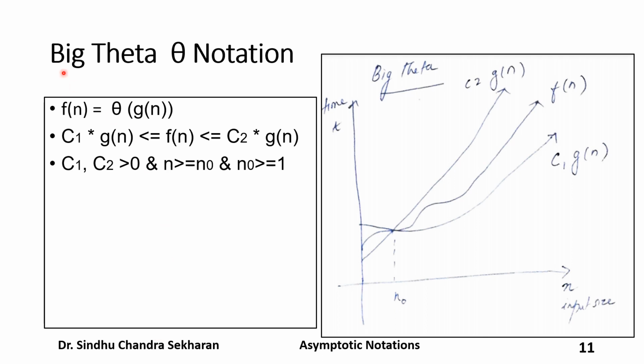The third notation is big theta notation. For a particular input n over a period of time, say there is a function f(n). If c1·g(n) is always lower than f(n), and c2·g(n) is always greater than f(n) after a particular input n0, then you call it f(n) is big theta of g(n), where c1·g(n) is always lower than f(n) and f(n) is lower than c2·g(n), where c1 and c2 are always greater than 0, n is greater than or equal to n0, and n0 is always greater than or equal to 1. So this is the average case.